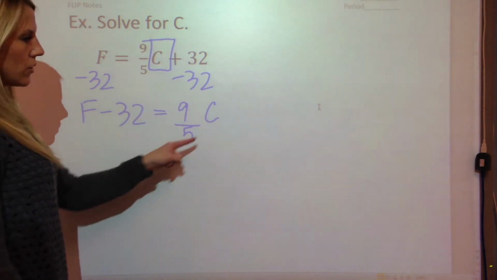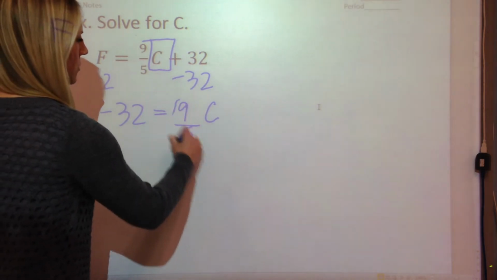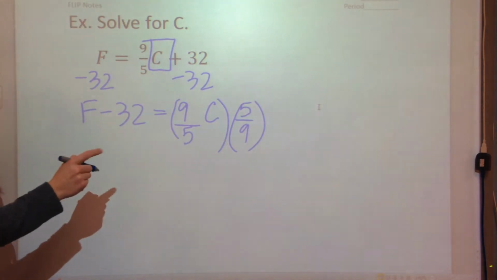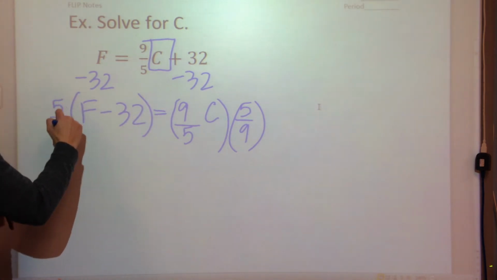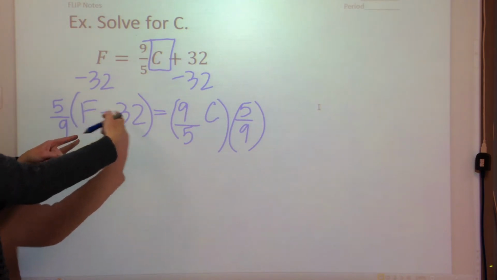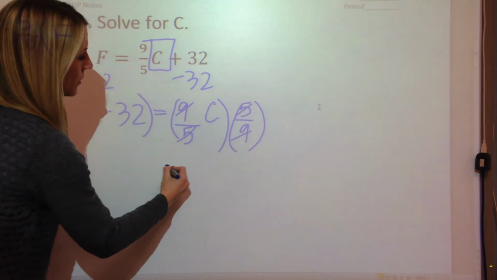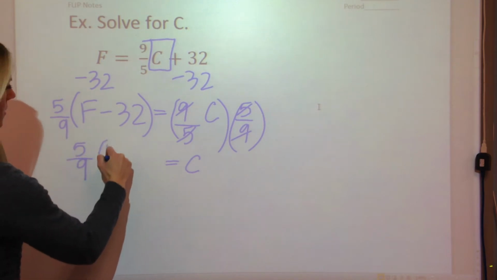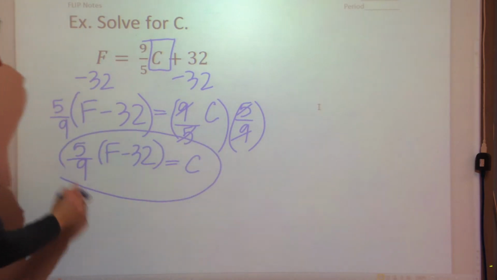Well, what do we do to get rid of the 9/5? We need this to be a 1C, so we can multiply by the reciprocal. Any number multiplied by its reciprocal gives us 1. Make sure you are multiplying this entire side by 5/9. So we want to make sure that we include the parentheses to show that we're multiplying by both the F and the negative 32. So we're left with 5/9 times the quantity F minus 32 equals C.